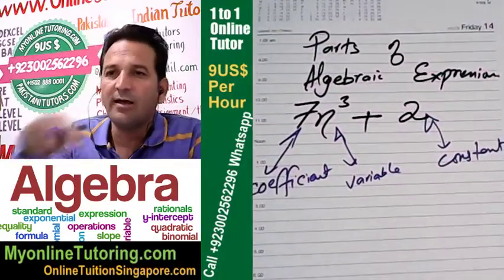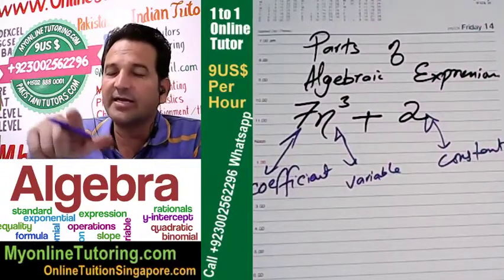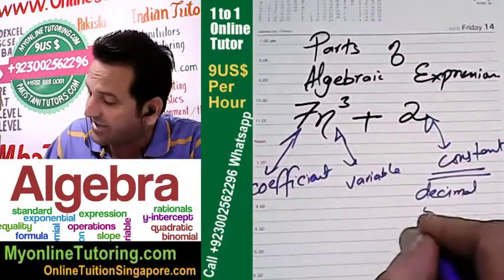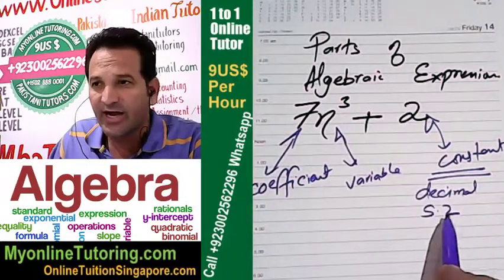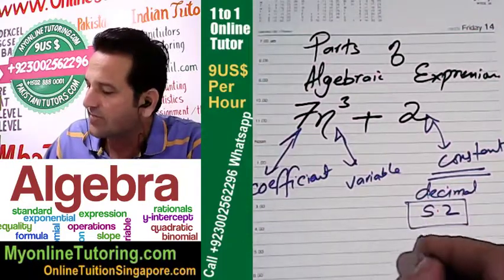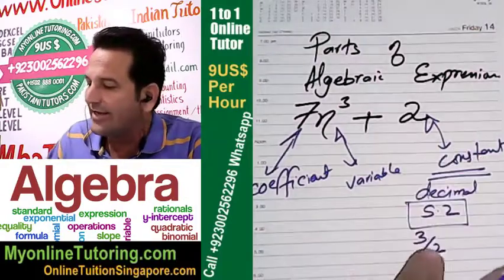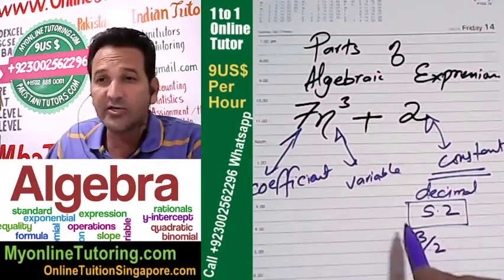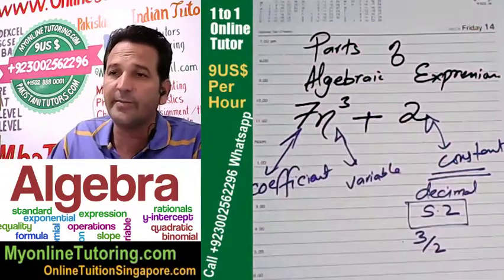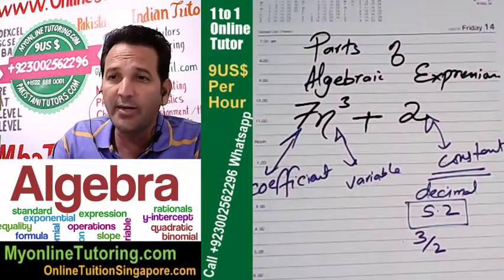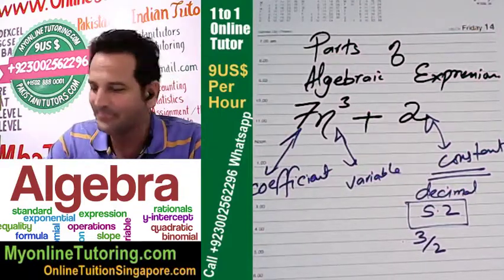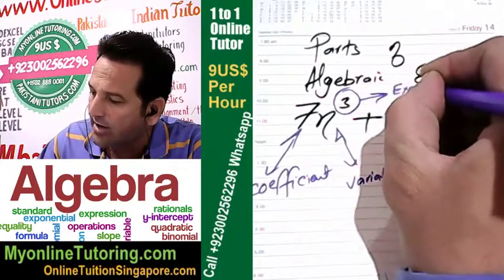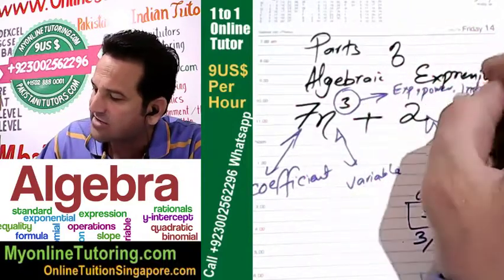A constant can be a number, it can be a decimal, it can be a fraction. For example, we are writing 5.2. Instead of 2, we can write 5.2. That will be treated as a constant. We can write 3/2 instead of 2. That will be the constant. It will remain the constant. So either it will be in decimal or in fraction, that will be treated as the constant in an algebraic expression. The main thing is that the constant is written without using any variable. Okay. Now n is the variable and 3 again is the exponent or power or index or indice.